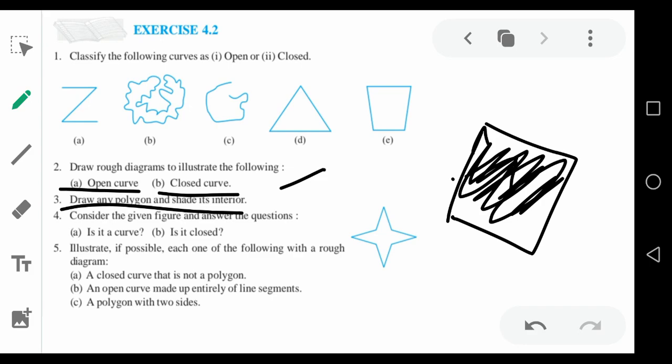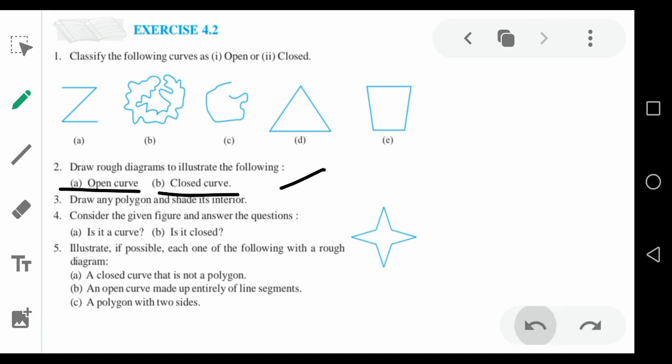Consider the given figure and answer the question. This figure they are talking about. Is it a curve? Yes, sure. It is a curve. Is it closed? Yes, it is closed. Now illustrate a possibility of the following with a rough diagram. A closed curve that is not a polygon. So can you tell me a closed figure which is not a polygon? See, this is a closed curve, but it is not a polygon. Polygon means it should be made up of line segments. So this is the answer.